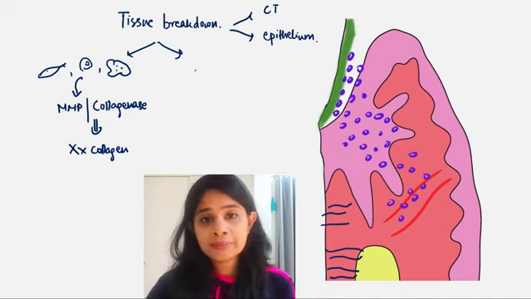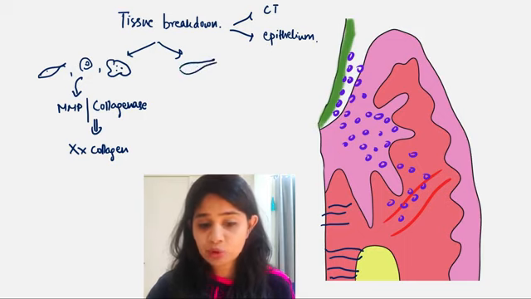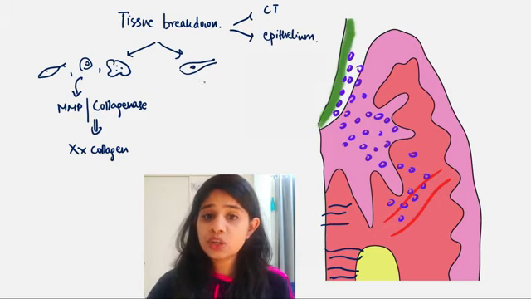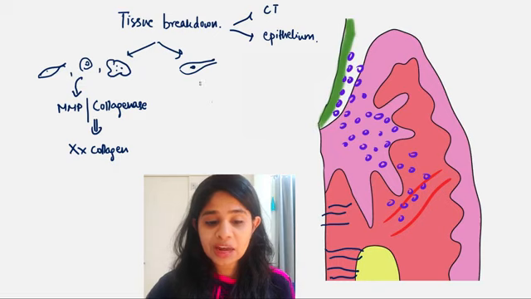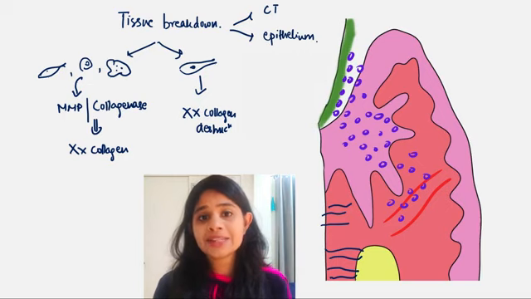So the breakdown of collagen leads to the destruction or breakdown of connective tissue. Now another mechanism through which the connective tissue is broken down is by the fibroblasts themselves. Fibroblasts are the cells which form as well as destroy the collagen. So fibroblasts can directly act on collagen and cause collagen destruction. So based upon these two mechanisms, the connective tissue breakdown is initiated.